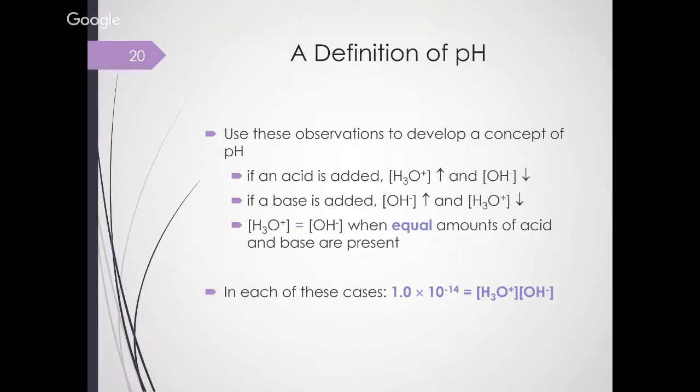So if an acid is added, our hydronium concentration would be higher. Our hydroxide concentration would be lower. So we have an acidic solution. Conversely, if a base is added, of course, our hydroxide ion concentration goes up and our hydronium concentration goes down. Why? Because multiplying these together has to be constant. We saw that with Kw, so it's an inverse relationship. When they are equal, then our solution is neutral, right? So we just remind ourselves that the product of your hydronium and your hydroxide always has to equal 1.0 times 10 to the negative 14th.